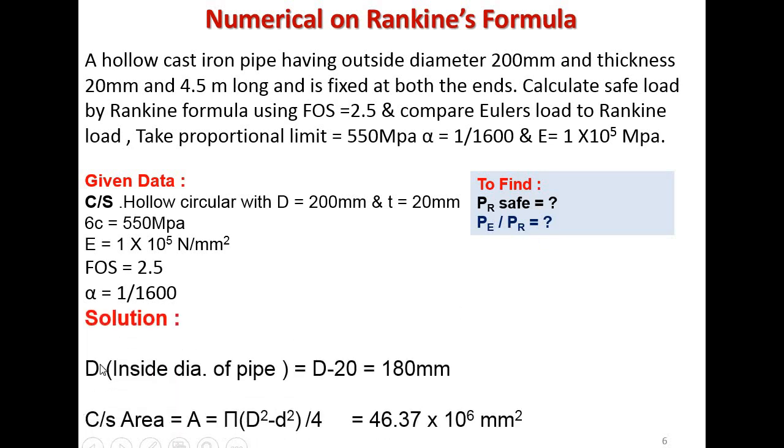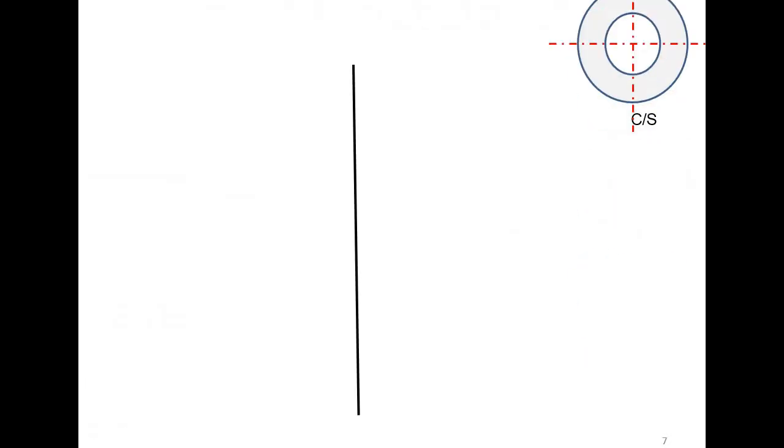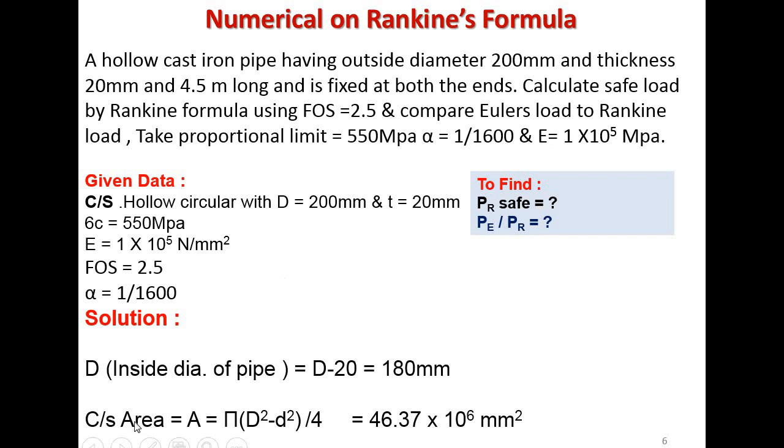Now we'll go for the solution. First we'll find out the inside diameter, that we can easily find out. Inside diameter equal to outside diameter minus twice the thickness, so we finally get 180 mm inside diameter, because outside diameter is 200 mm, thickness is 20 mm. Now cross section area of a hollow pipe equal to pi into D square minus d square divided by 4. So area equal to 46.37 into 10 raised to 6 mm square.